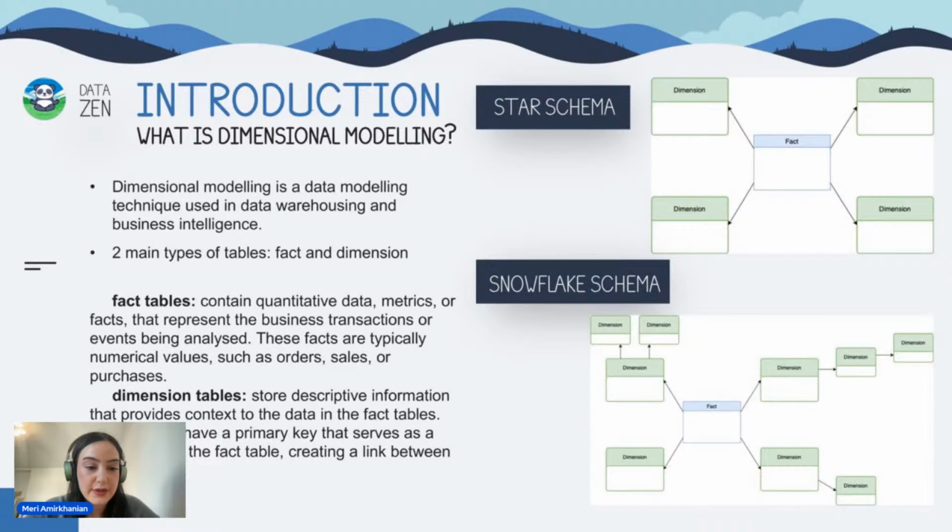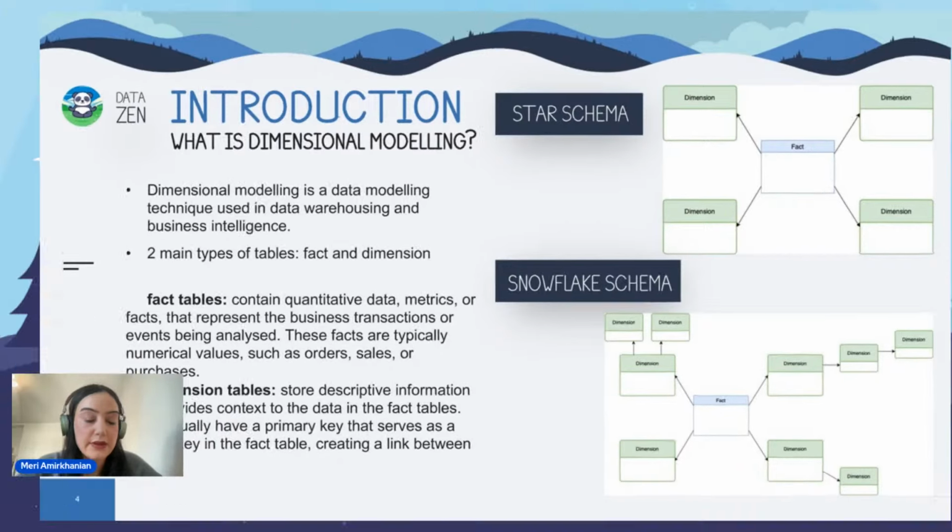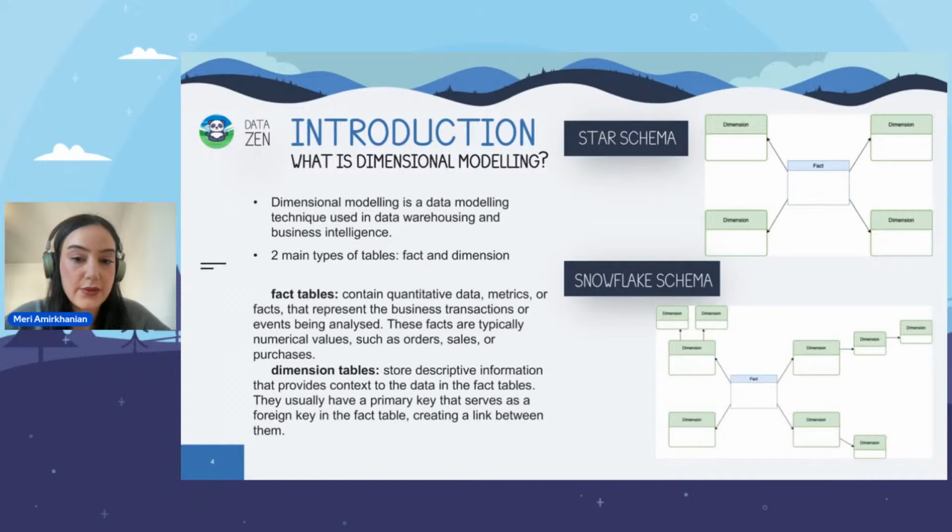So what is dimensional modeling? Essentially, dimensional modeling is a common data modeling technique where data is organized into 2 main types of tables. Fact tables, where we store mostly quantitative data, facts that represent some business events or transactions, for example, orders, sales, purchases, revenues, and there are dimension tables that surround the fact table and provide descriptive information that gives us context into the data in the fact table.